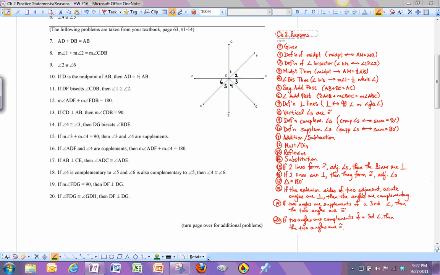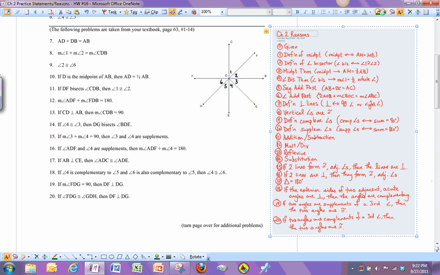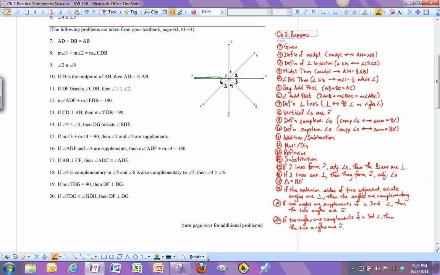Okay, let's take a look at 7 through 20 from the Chapter 2 Practice Statements Reasons handout, which I think is homework number 16. Okay, so for this one, we have AD plus DB equals AB. AD plus DB equals the whole thing AB. Well, by now I'm hoping that you realize that this is really the segment addition postulate. If you're not familiar with it, go back and look through all your notes from Chapter 1, and then email me. Because if you don't know what the segment addition postulate is, we need to meet.